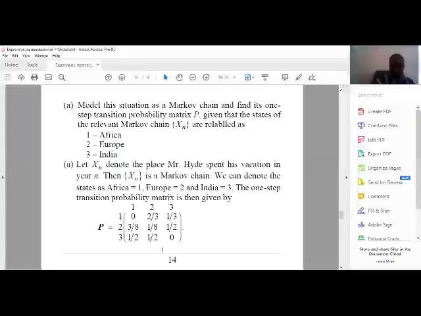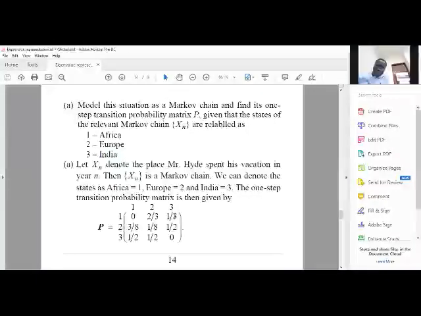Please read the question again so that I can interpret this matrix. Okay. It says that in his yearly vacation, Mr. Hyde selects one of the three places, Africa, Europe, and India. Having been to Africa the past year, he will choose Europe with probability 2/3, India with probability 1/3. If he was in Africa this year, the probability that he will be in Europe the following year is 2/3. And if he was in Africa this year, the probability that he moves to India is 1/3.